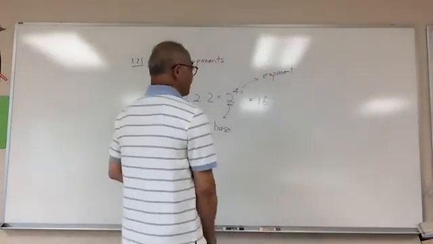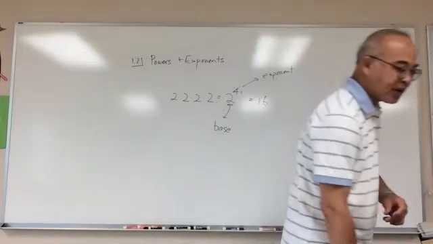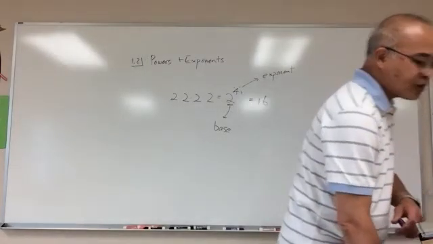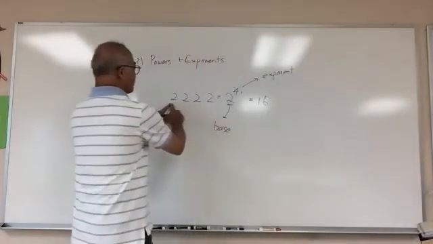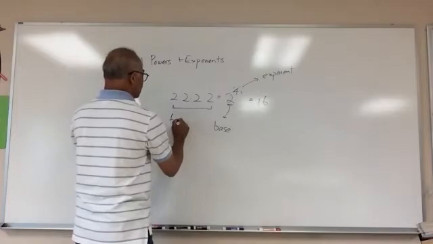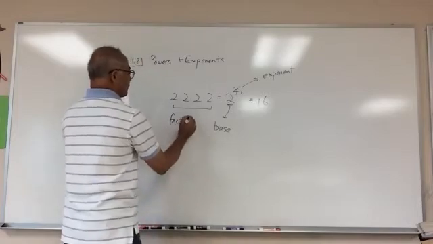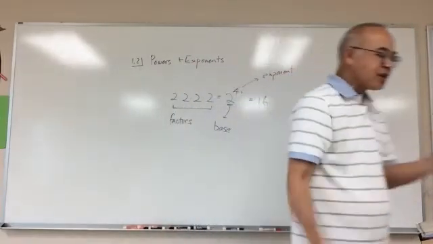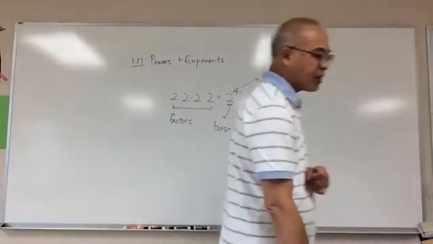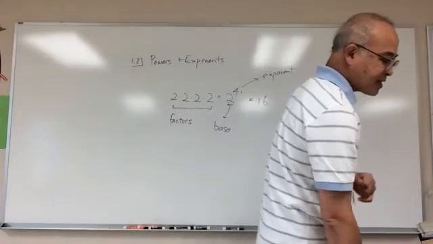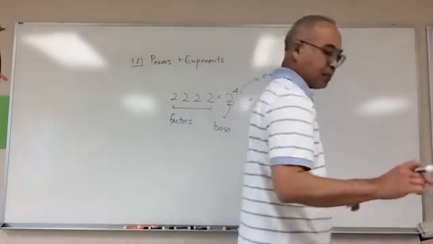In the book there is an example. These are called the factors, this side here is called the factors. And these are the powers and exponents. So let's go through the example. Example 1, we'll do A.